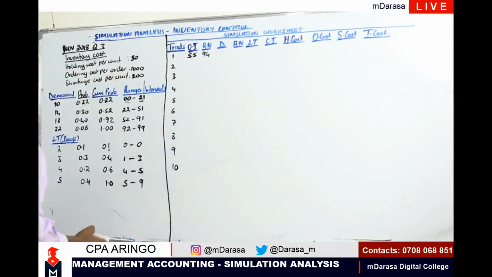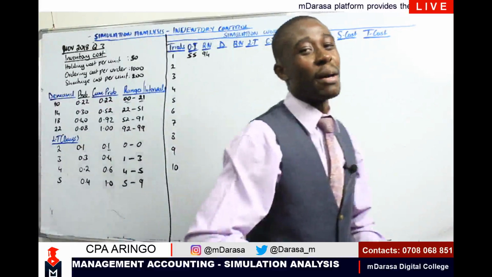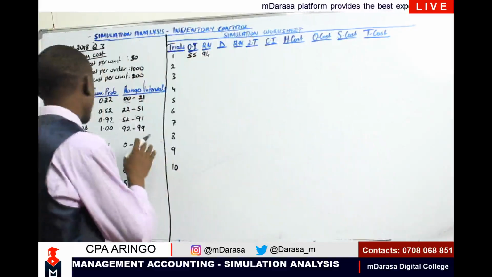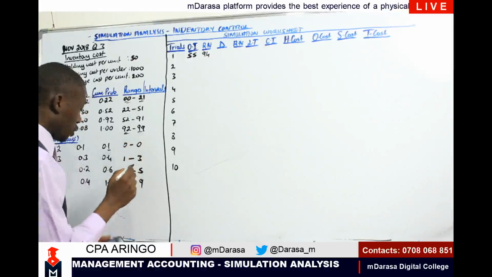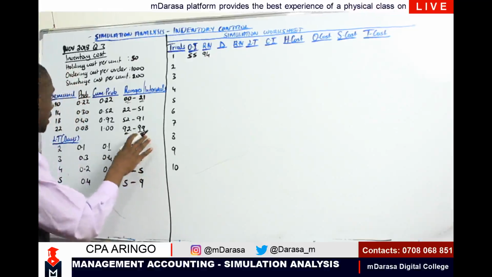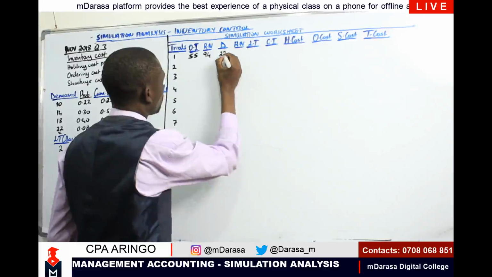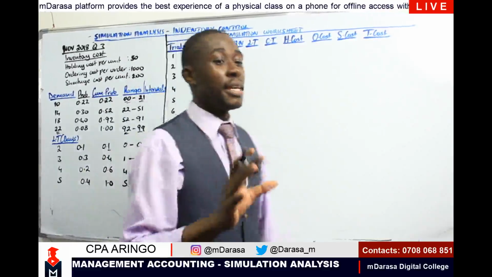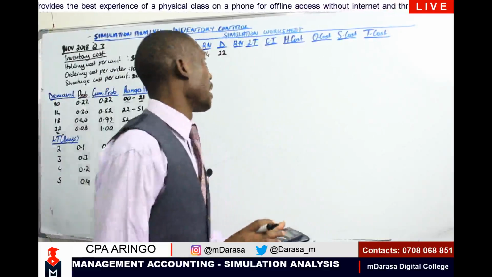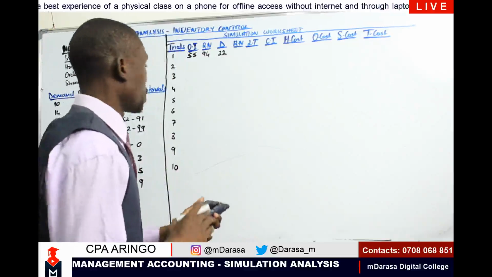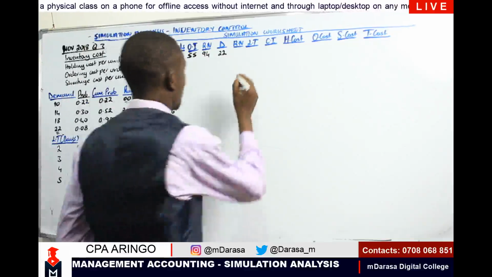Having our 94, be very attentive on this. Random number is 94. Come to your demand and identify where your 94 will fall. I can clearly see my 94 will fall between 92 and 99, to give us a demand of 22 units. So therefore, my demand is 22 units. If we had 55 at the beginning, and our demand during the period was 22, then our balance will be 55 minus 22, to give us 33 units here.